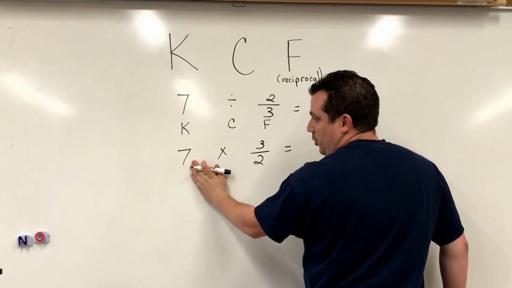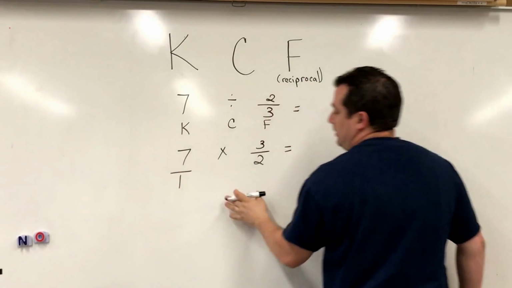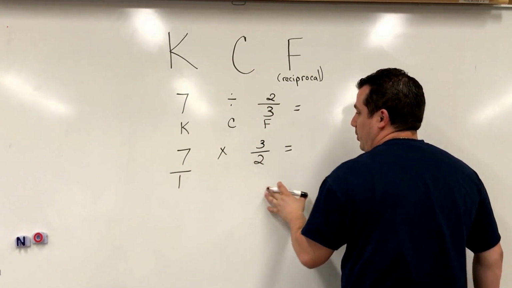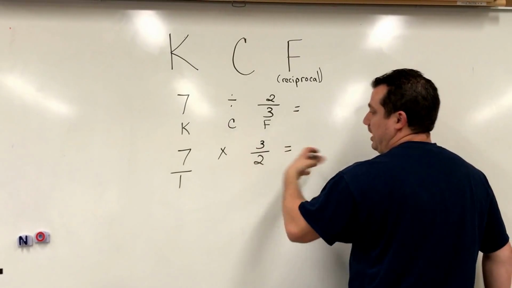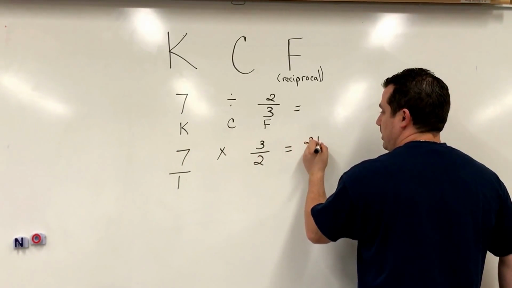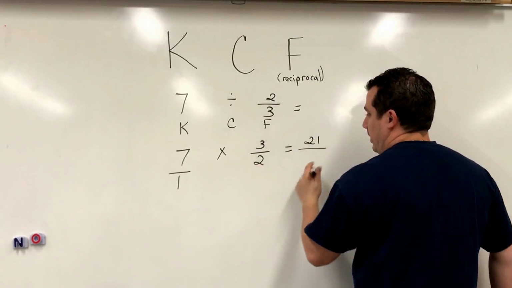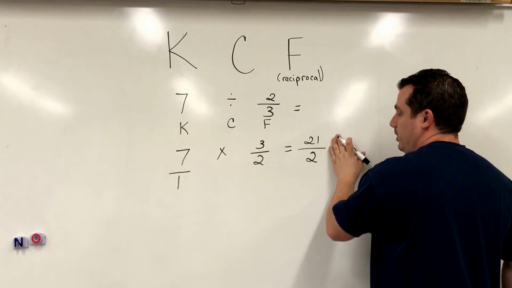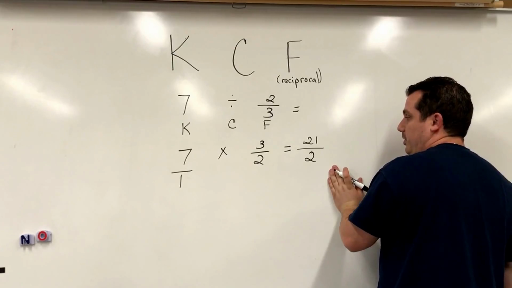Don't forget, if you have a whole number, every whole number has a denominator of 1, even though it's not normally written. Now, just multiply straight across. 7 times 3 is 21. 1 times 2 is 2. You have 21 over 2.